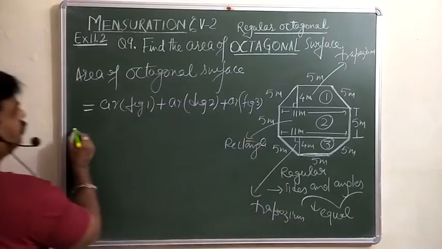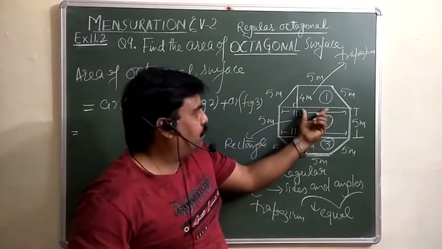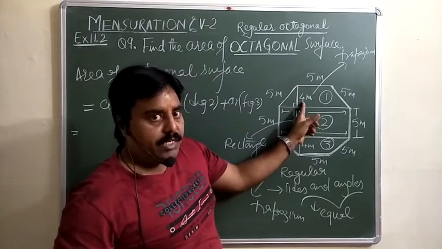So area of this one, area of figure 1, is in the shape of a trapezium. So the parallel sides are 11 and 5. The distance between the parallel sides is already given, 4.